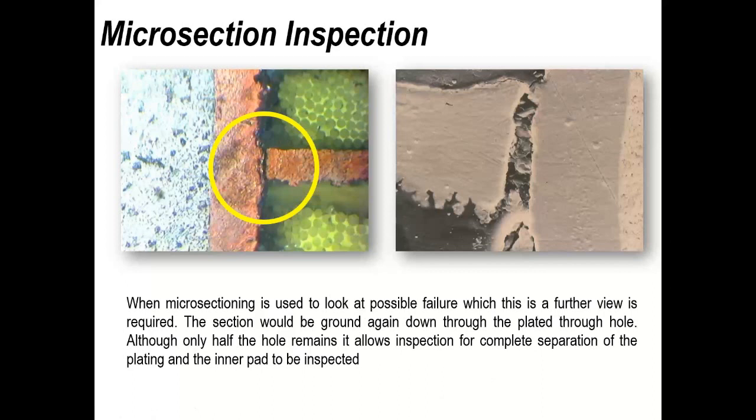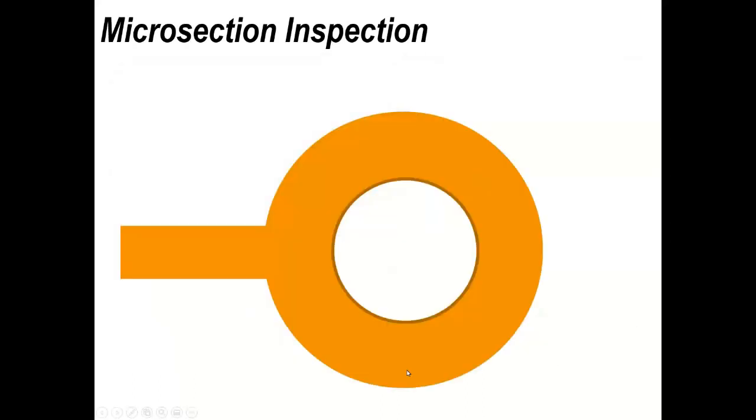This is a separation of an inner layer on a board. This is a multi-layer, and you can see the separation between the inner layer copper and the plated through hole. And that's an optical image that I've put a yellow circle round. And on the right-hand side, you can see an SEM, scanning electron microscope view of the same thing. So you can see this separation which has taken place.